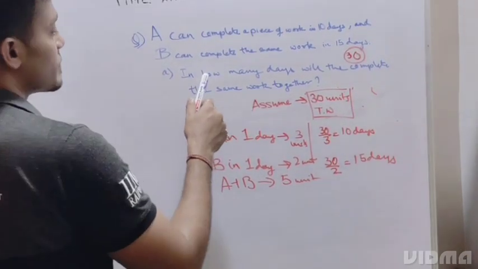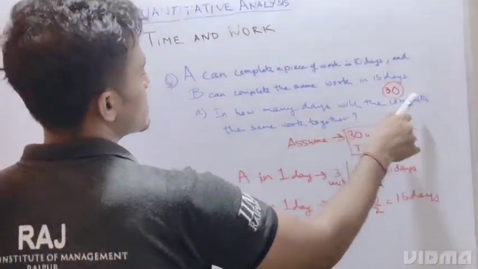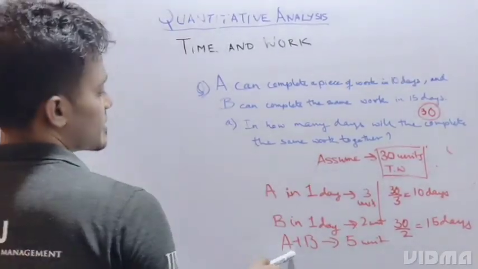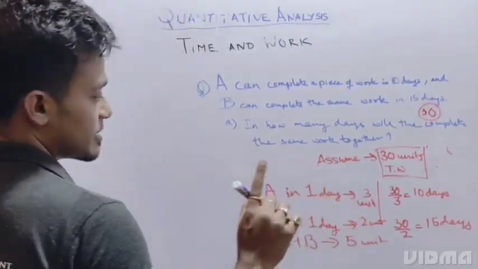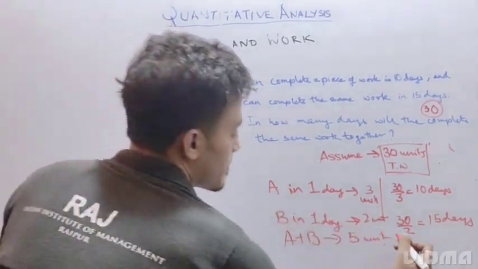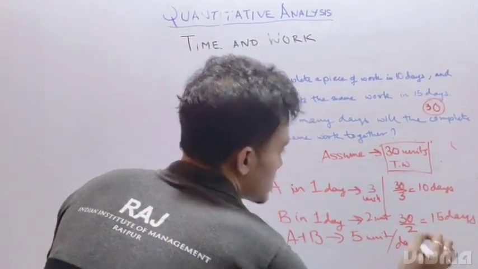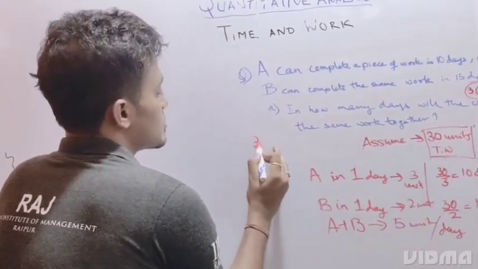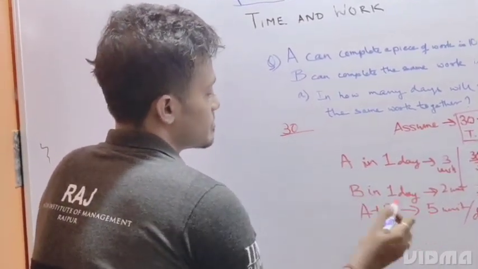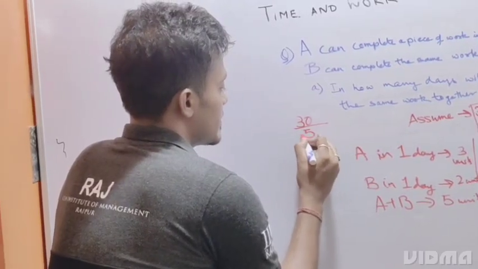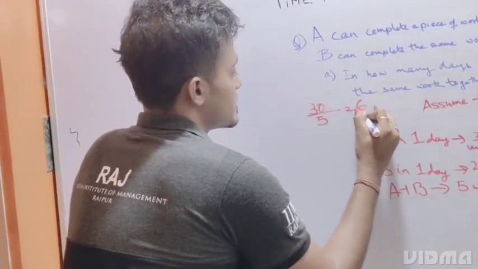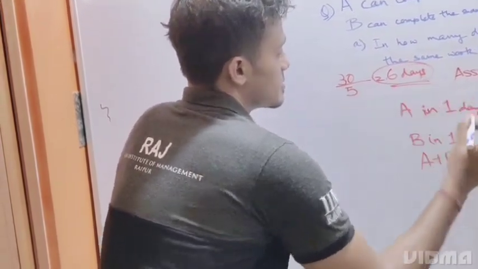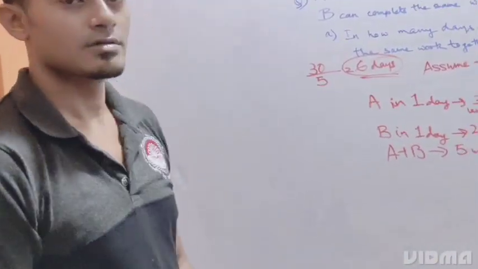And what do we need to find out? In how many days will they complete the same work together? So if they are doing 5 units of work per day, and 30 units is the total work, then the calculation becomes very simple. Just divide 30 by 5, you get 6. 6 days is your answer. Done.